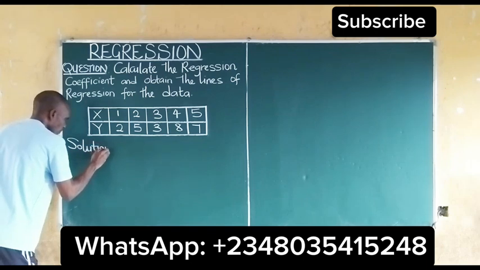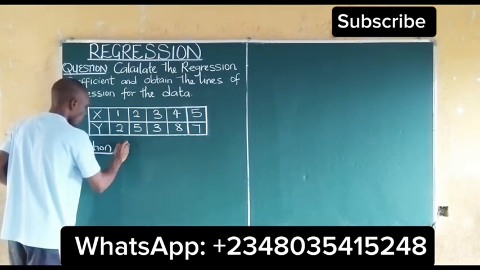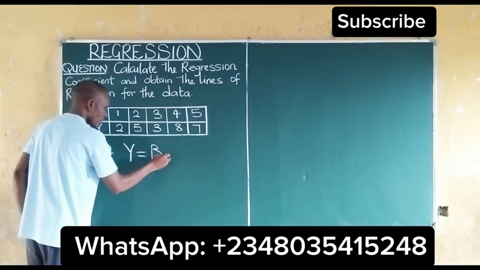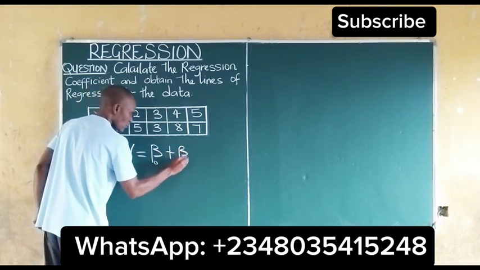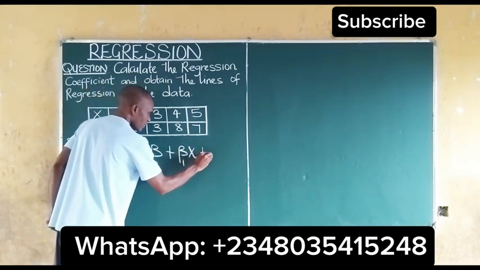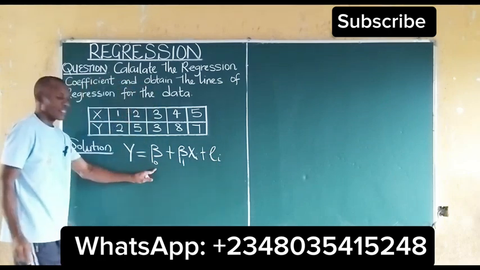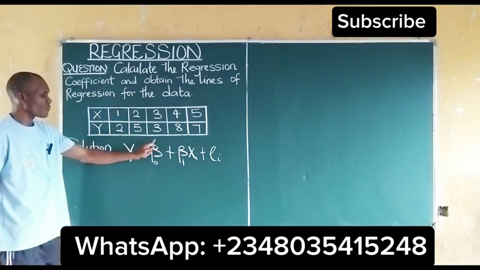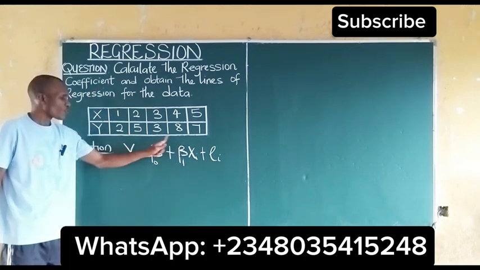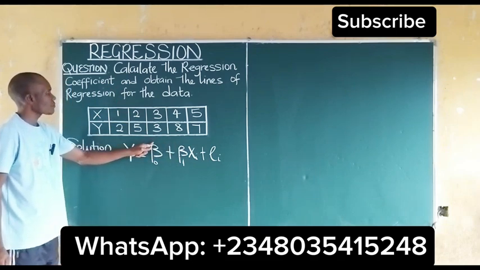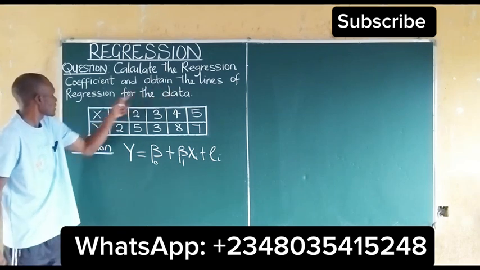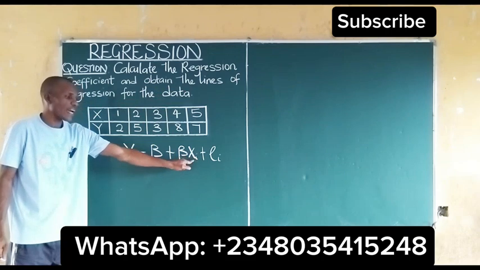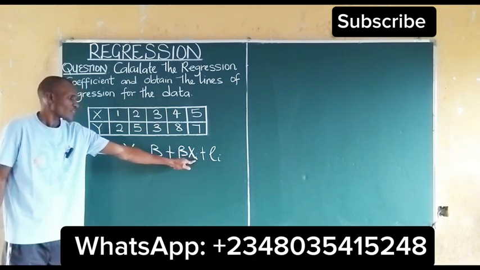So, solution. Of course, this is the linear regression model, y_i equals b0 plus b1 x_i plus our error term. This is now the regression model. So we are asked to calculate the regression coefficients, which are this and this, and obtain the lines of regression for the data. Of course, these are x_i values.